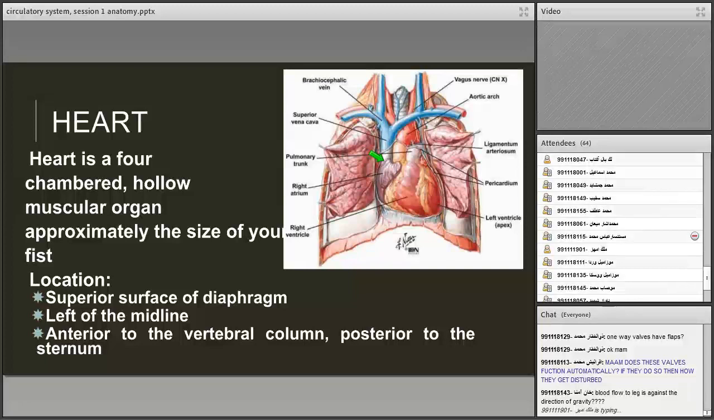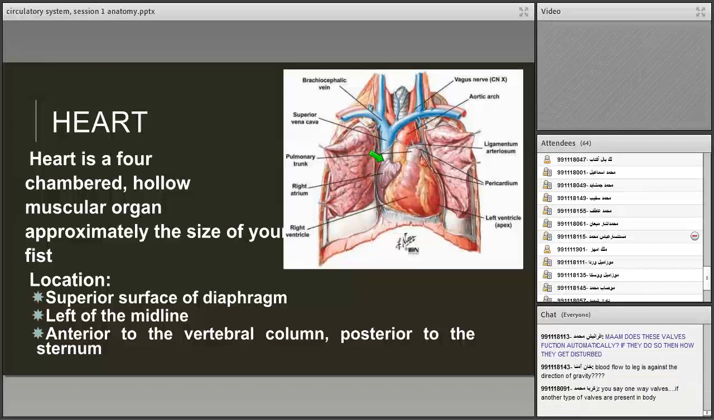Yes, these valves function automatically. They work automatically when a person is standing a lot. For example, some surgeons have to be standing up for 5, 6, 7 hours a day, okay? Or for example, somebody who works in the same position all day. This will happen to his legs.